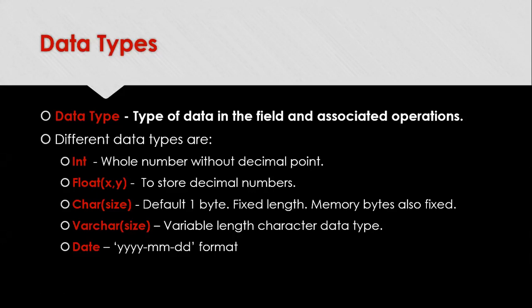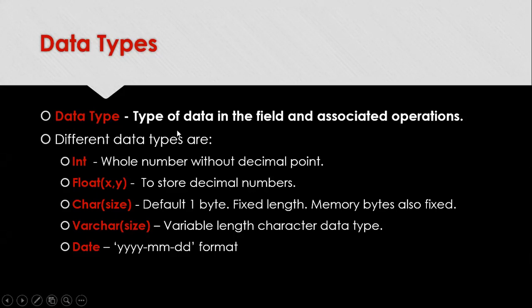Data types means the type of data that a particular column is holding and what all are the associated operations you are going to perform on that column. Operation means you can perform arithmetical operations, relational operations, and logical operations. We will discuss that one by one. Data type, hope this definition is clear.